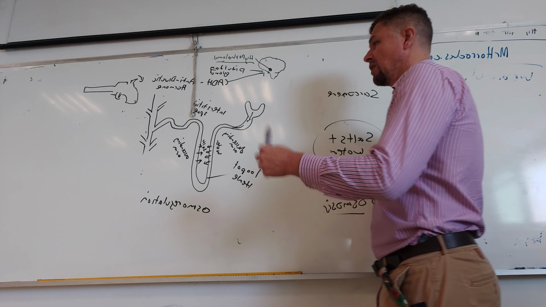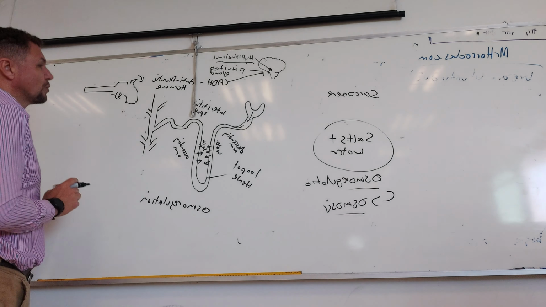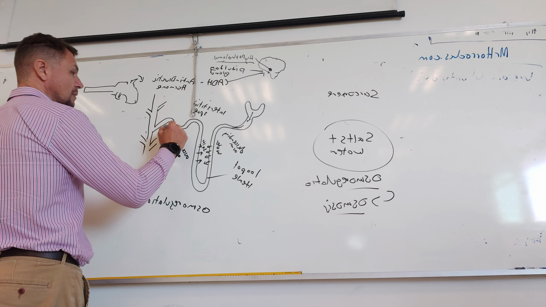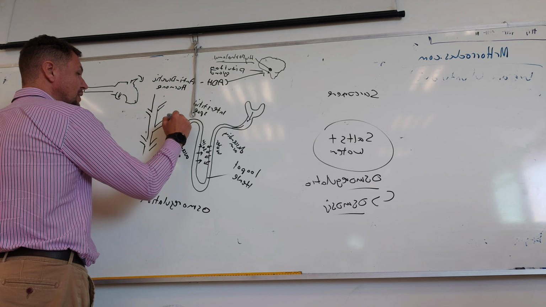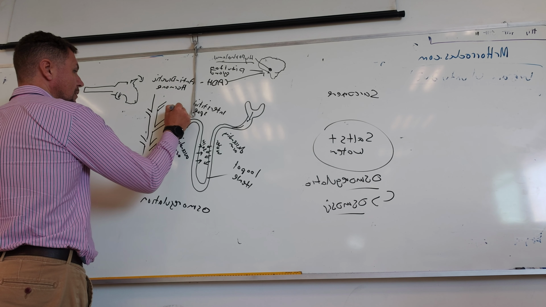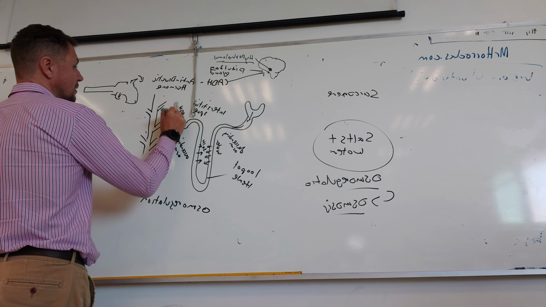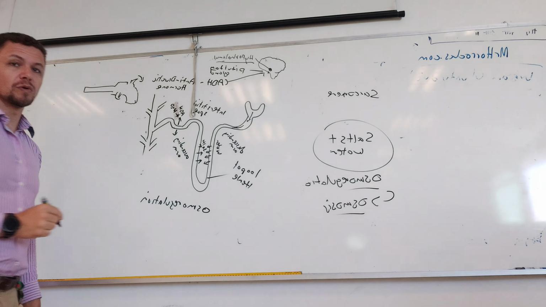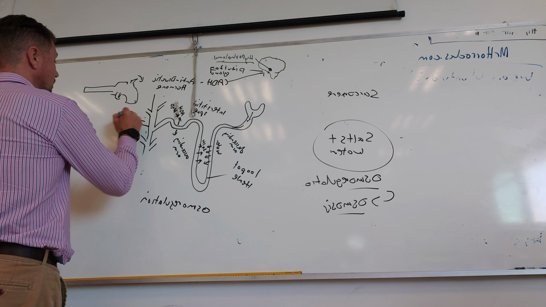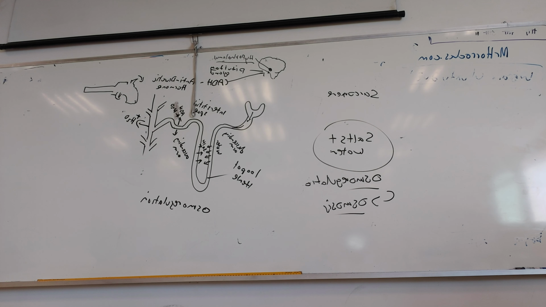What does ADH do? It travels in the blood and it goes to the kidney. And when it gets to the kidney, it causes the kidney to reabsorb more water. So it does this in two places. Here, and I'm going to put a plus sign, plus H2O. You can absorb more water, and also here, they're collecting that. More water. So you're reabsorbing more water, which means you're saving water, which you would have lost otherwise.